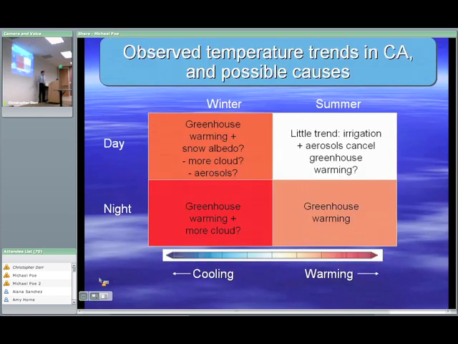So again, to recap, I think what's going on with temperature trends is that there's an underlying greenhouse warming. I think clearly irrigation is tending to cause cooling in daytime and summer. Particulates, I think, are also contributing to cooling in the daytime, and that explains, at least partially, why we see this sort of complex pattern of warming trends.